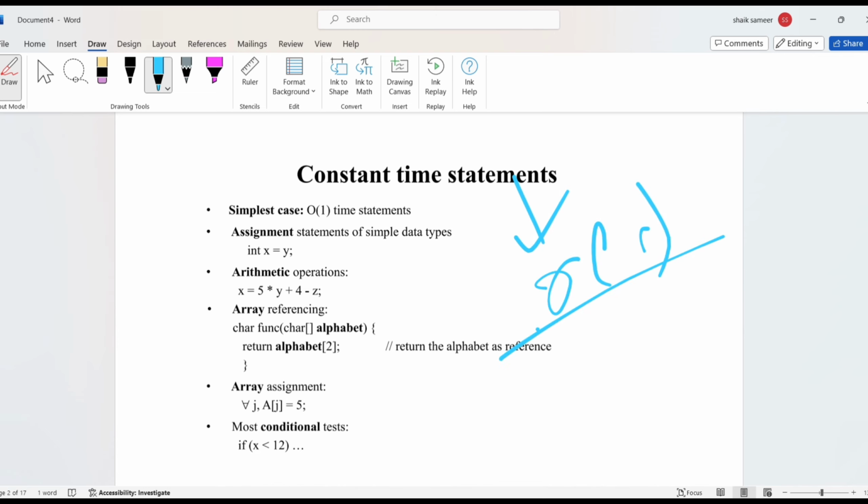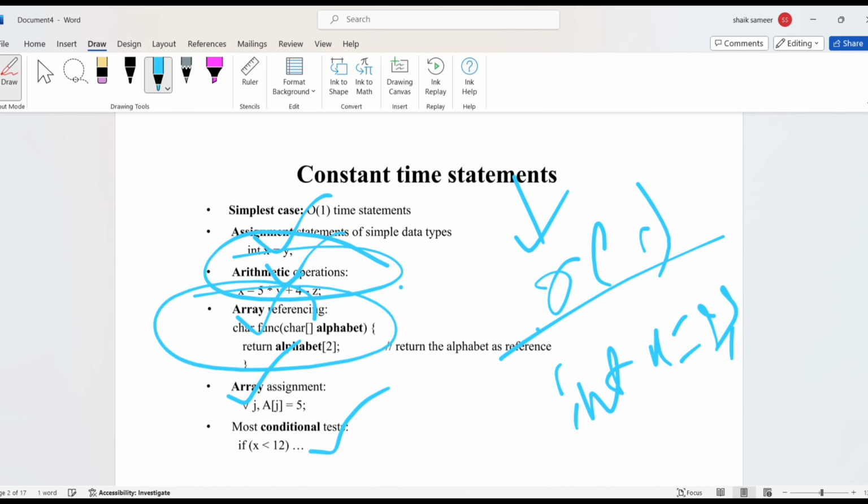If you observe this side: assignment, arithmetic, array referring, array assignment, most conditional tests. Assignment means initializing some value to a variable, like int x equal to 2. For those statements the time complexity is big O of 1, a constant time complexity. Arithmetic operations also, whether you add, subtract, multiply or divide, take big O of 1.